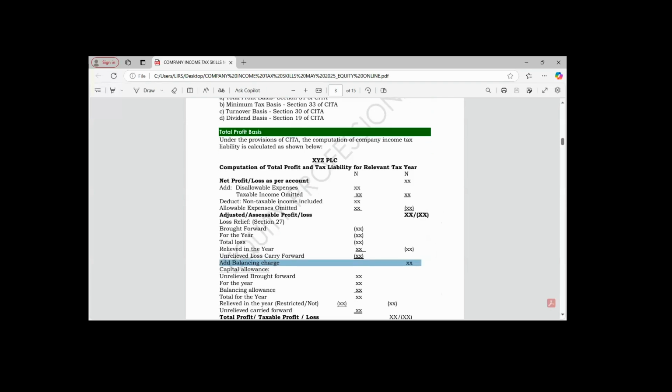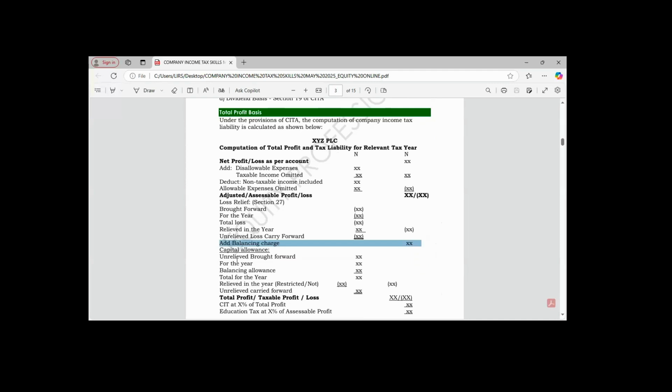Then you also have the capital allowance: unrelieved capital allowance brought forward, the one for the year, then balancing allowance, then you get the total relief for the year. The capital allowance is usually restricted to what percentage? Can you remind us? What's the percentage? 66 2/3% of assessable profit.